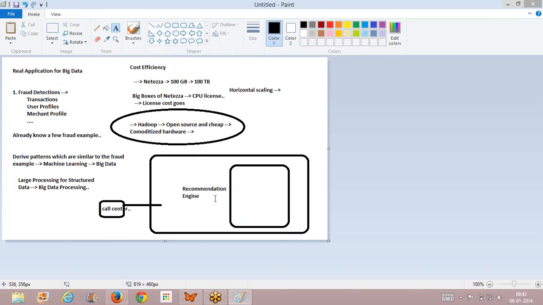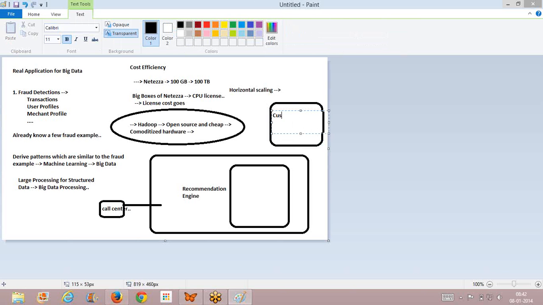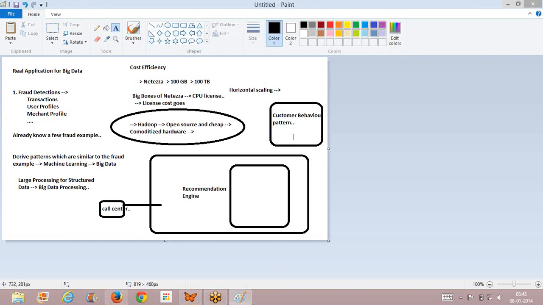Now, let's look at another example, which is weblog analysis. So let's say you have a website, and you get a lot of log files from there. So you can understand the customer behavioral patterns using the website. So this is another use case, customer behavior patterns. Which links he's clicking more, which links he's spending more time on. Based on that, you can derive what the customer is actually interested in, and you can model the customer and give him recommendations based on his behavior.